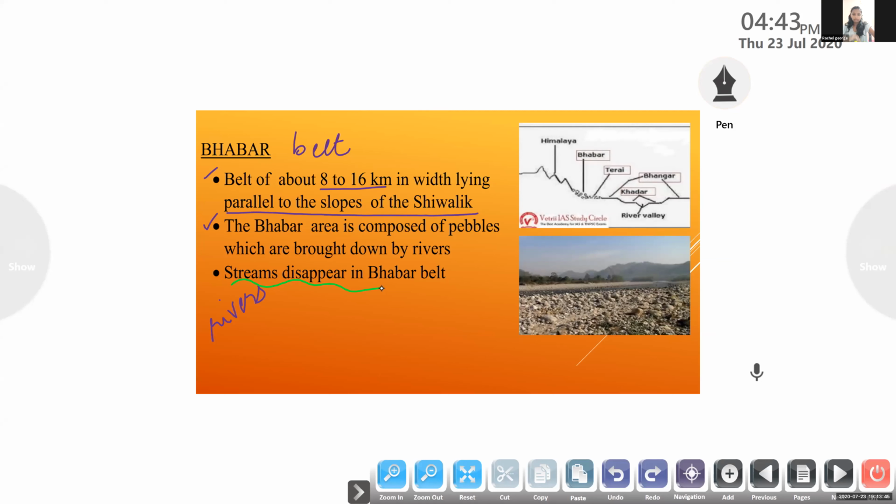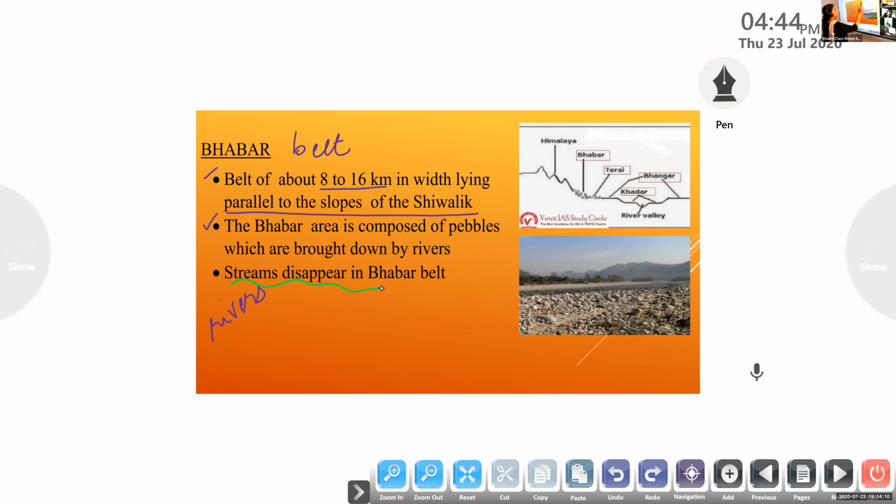Rachel, can you explain the Bhabar belt? Bhabar region is up to 8 to 16 kilometers in width. It is composed of pebbles and rocks, so we cannot see a river flowing through it. It is parallel to the slope, or the foothills, of the Shivaliks. I hope all of you understood this.